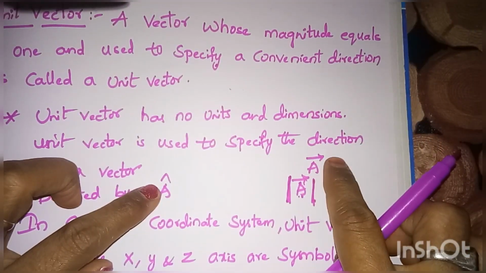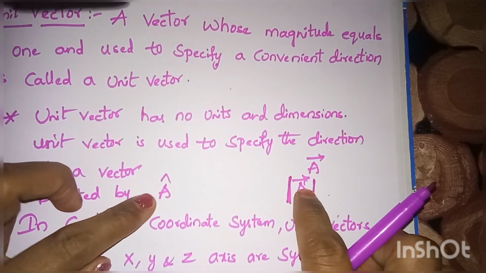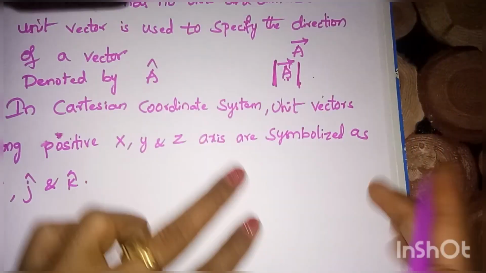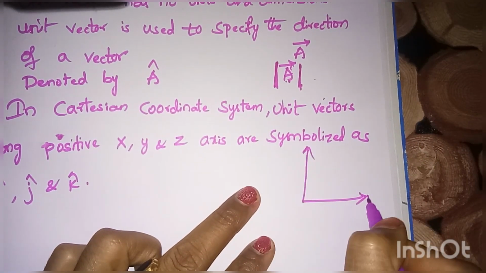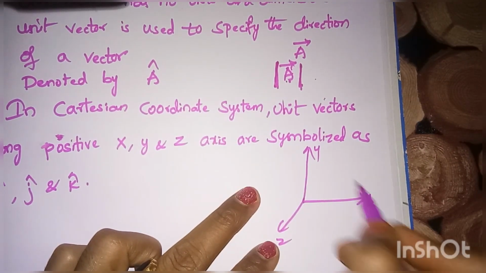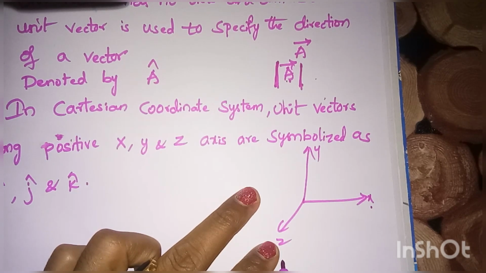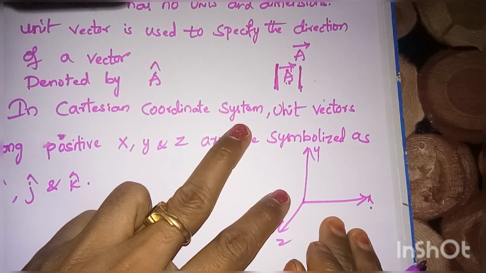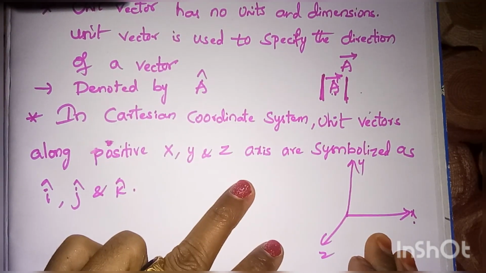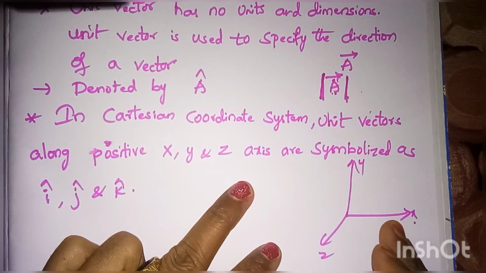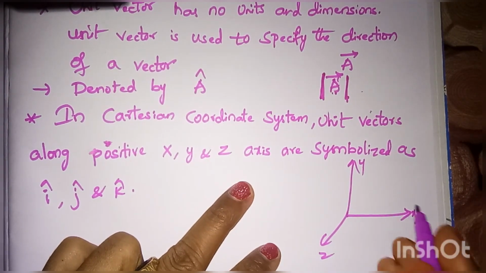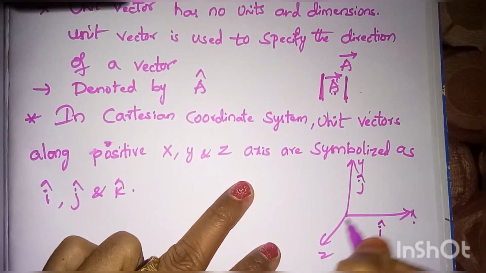So magnitude with direction represents a vector. This is the magnitude of the vector. This is the unit vector. You all know that the Cartesian coordinate system means a 3 coordinate system, x, y and z, along 3 axes. For this Cartesian coordinate system, consider the unit vectors along the positive x, y, z axes. You all know that you have positive axes and negative axes. For the positive axes, the unit vectors are denoted by i cap, j cap and k cap.